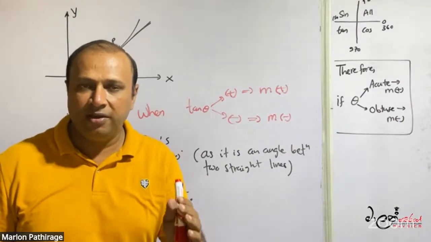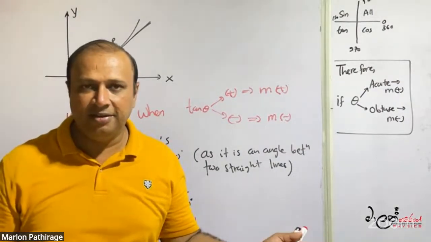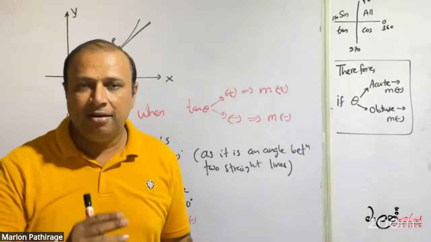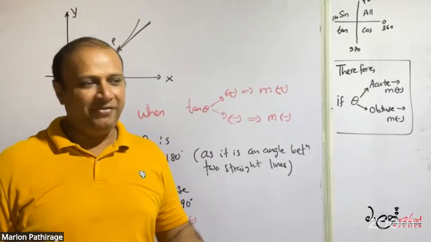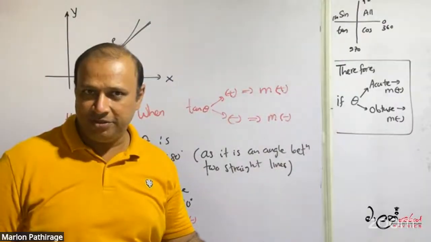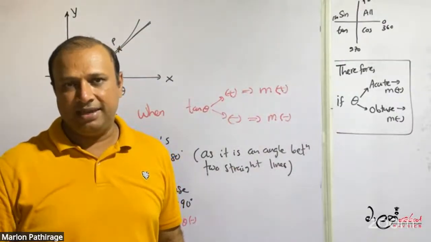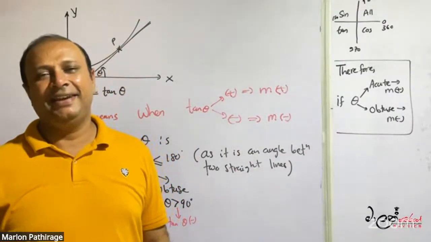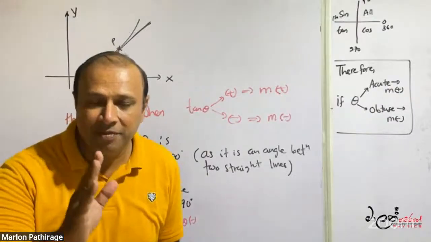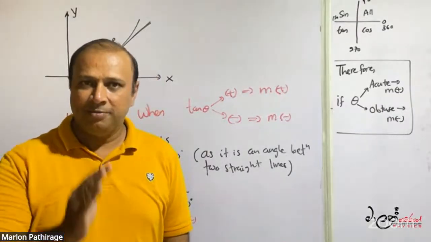Therefore, you have to draw the graph and determine whether the angle is obtuse or acute. If it is an acute angle, then the gradient is positive. If it is an obtuse angle, then the gradient is negative. If you got my argument, please raise the hand.